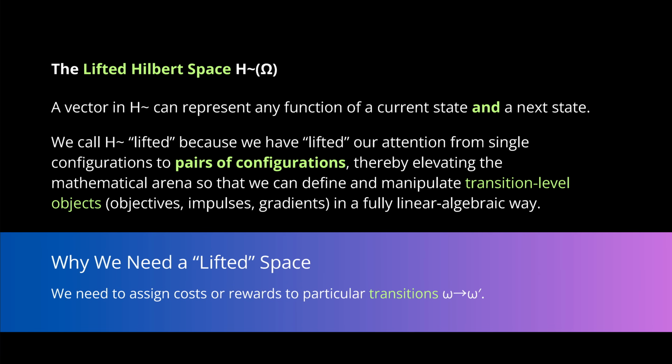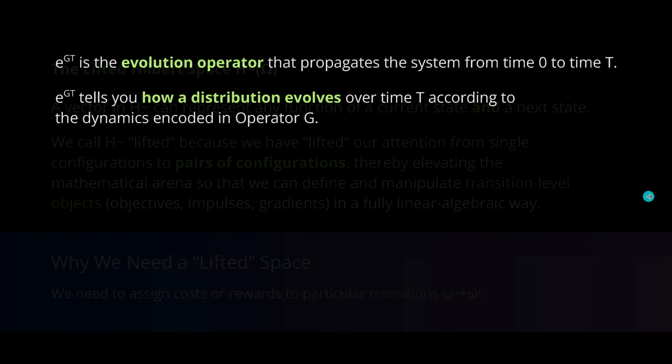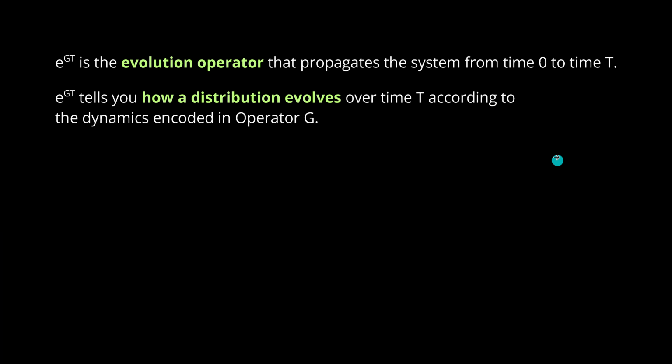So why do we need a lifted space? If anybody asks you why we operate now in H tilde, you say we need to assign cost or rewards to a particular transition probability, to a particular transition from omega to omega dash. And how we do this and how we calculate the transition now becomes interesting, because we will have an evolution operator that propagates not a complete system from a time, let's say 0, to a particular time t.